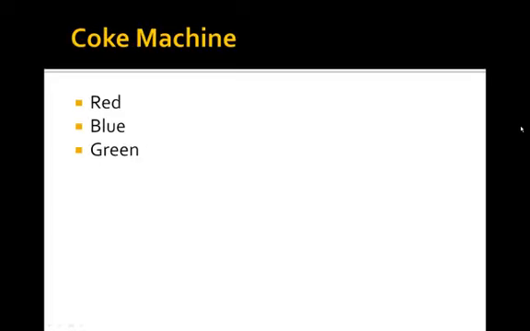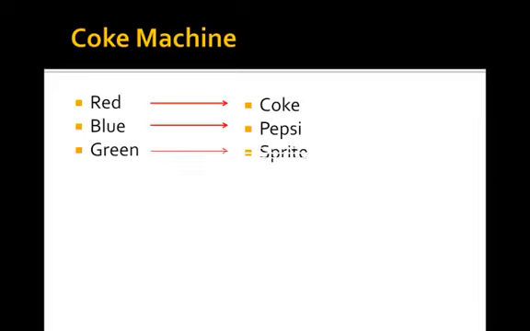Now on the front of my machine, there are basically 3 different buttons. And here's how they work. If you were to go up on that machine and press the red button, it would give you a Coke. If you go ahead and you press the blue button, then it gives you a Pepsi. And finally, if you press that green button, it will give you a Sprite.